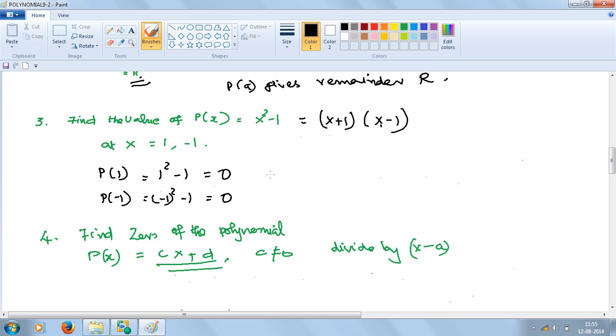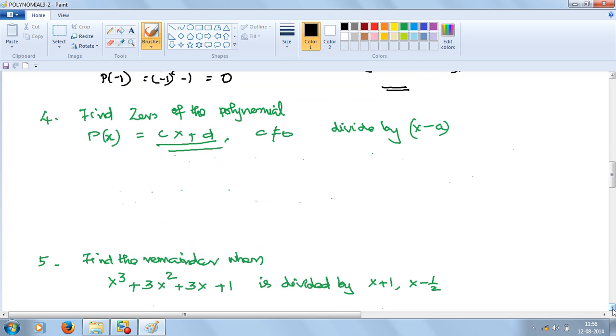So 1 and minus 1 are the factors of the polynomial x square minus 1. It's also called zero of the polynomial. What is zero of the polynomial? The polynomial becoming 0, that is all. Zero of the polynomial means find the value at which the polynomial becomes 0.